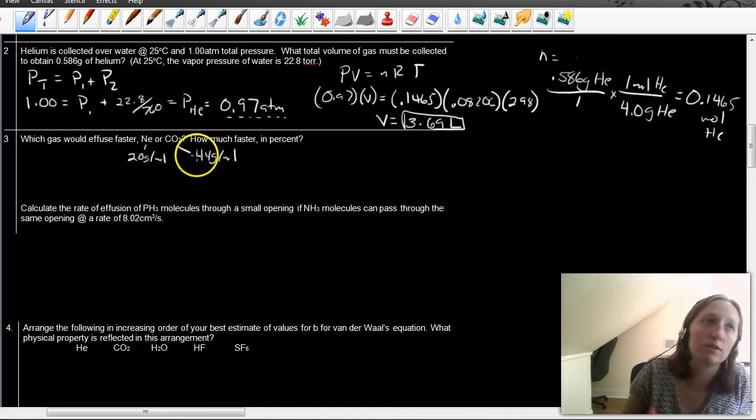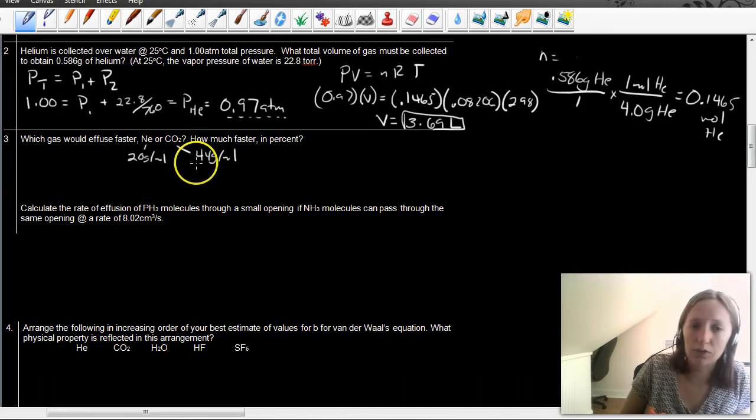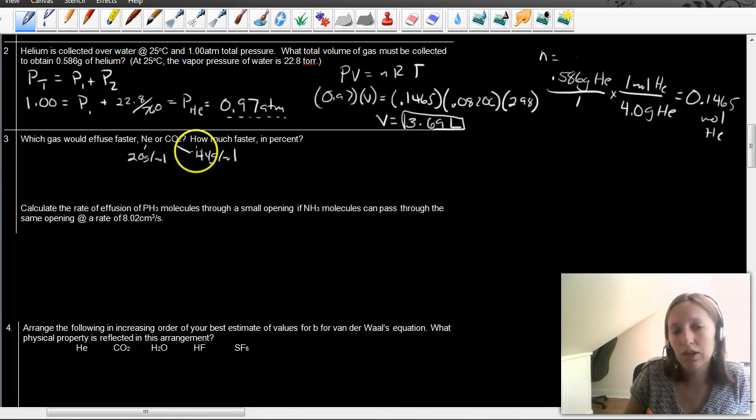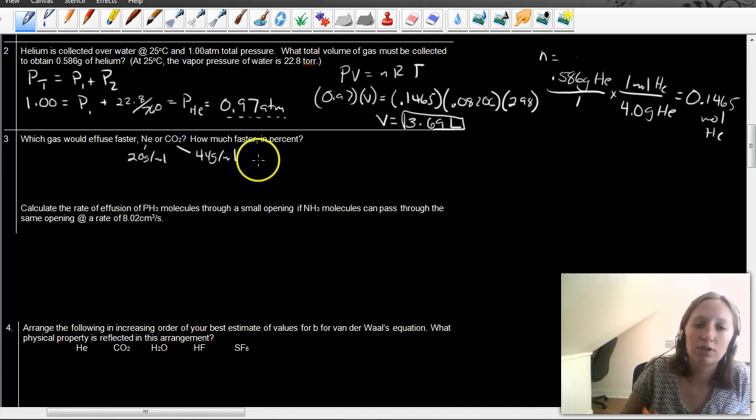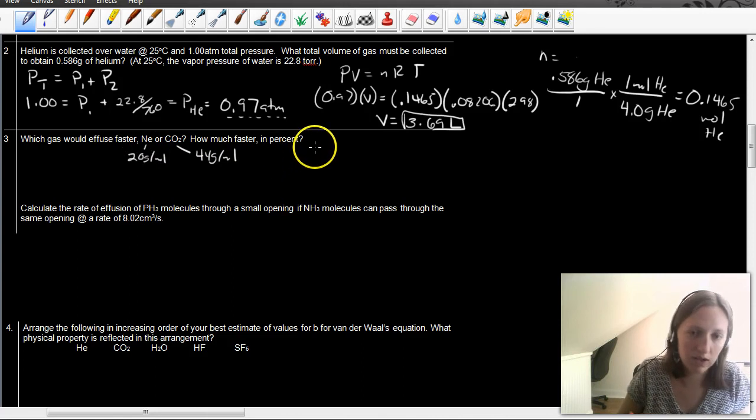So what we have is a small gas and a big gas. Which one effuses faster? They're asking which one travels faster, which one has a higher velocity and can hit that little hole more frequently. That's going to be the small guy because of 1/2 mv squared. If you have less mass, you have more velocity with the same kinetic energy. So how much faster in percent? We're going to need to compare them.